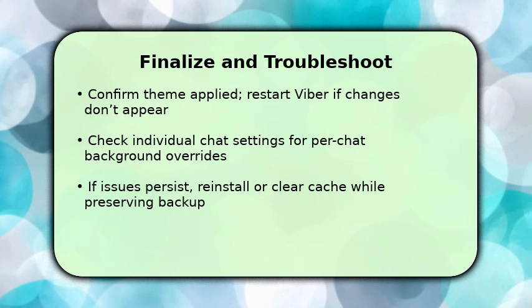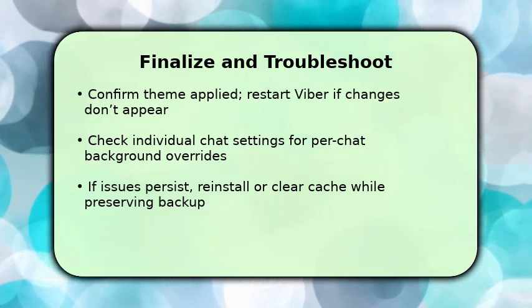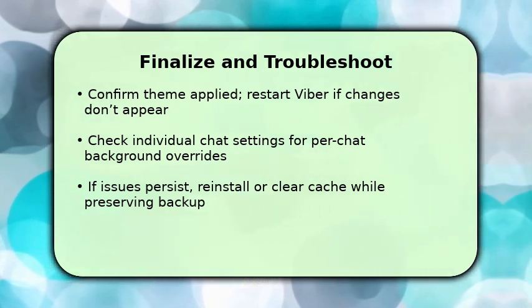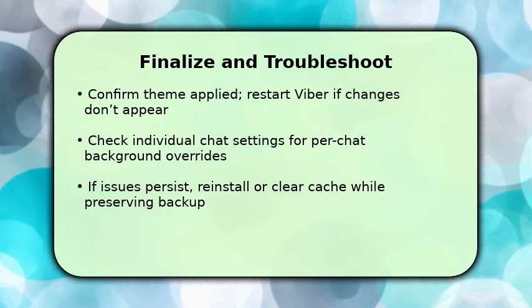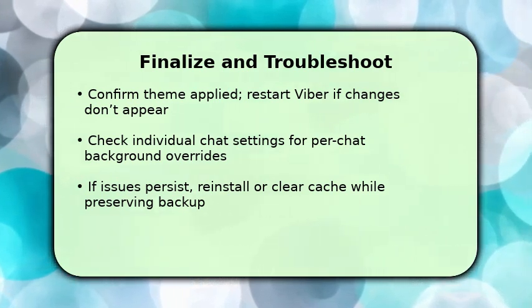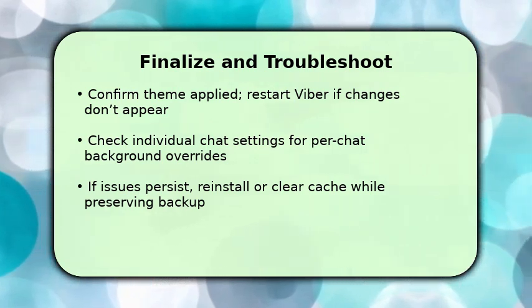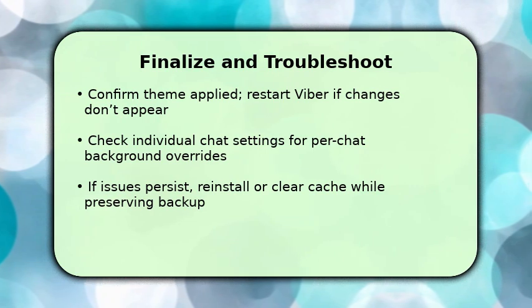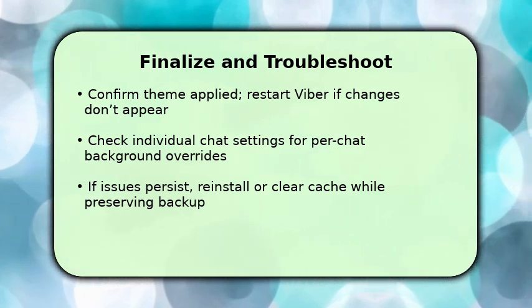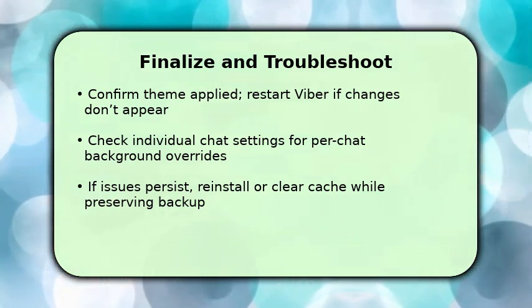Sometimes UI elements need a quick app restart to render correctly. If a specific conversation still shows a light background, open that chat's settings and remove any custom wallpaper that overrides the global theme. If the dark mode still fails, clear cache or reinstall Viber after backing up messages. Doing so resolves corrupt theme files.